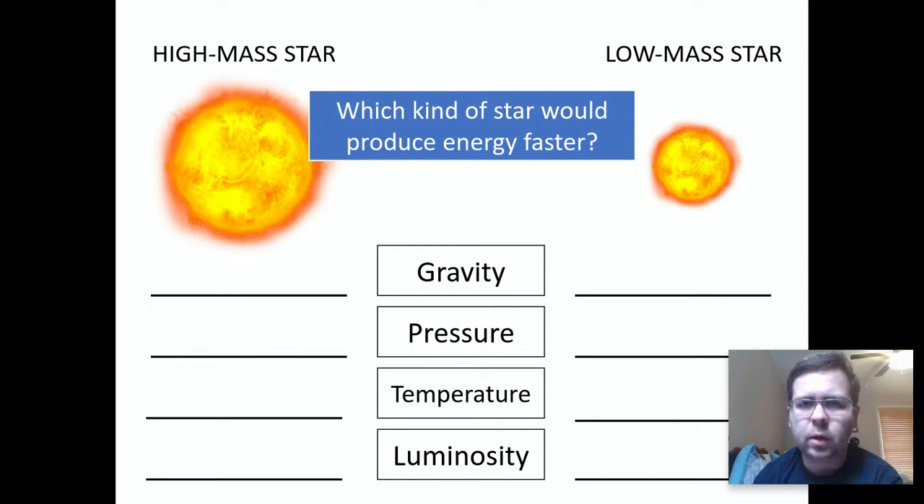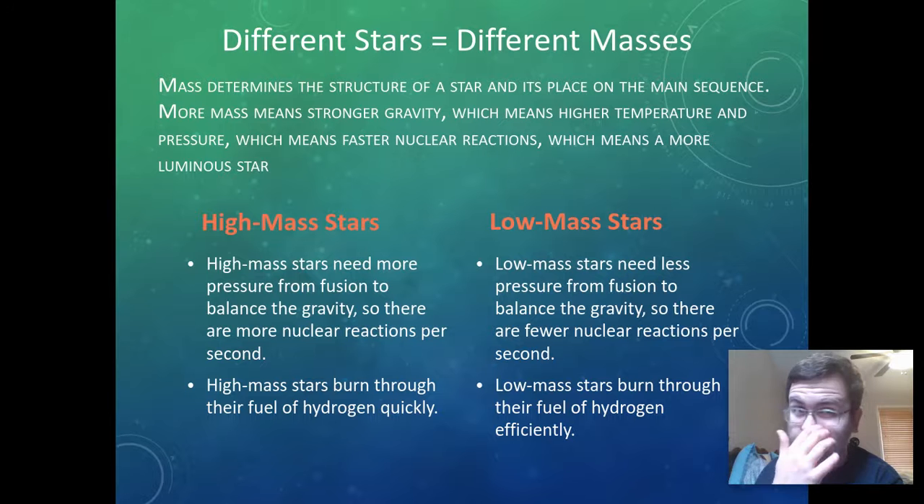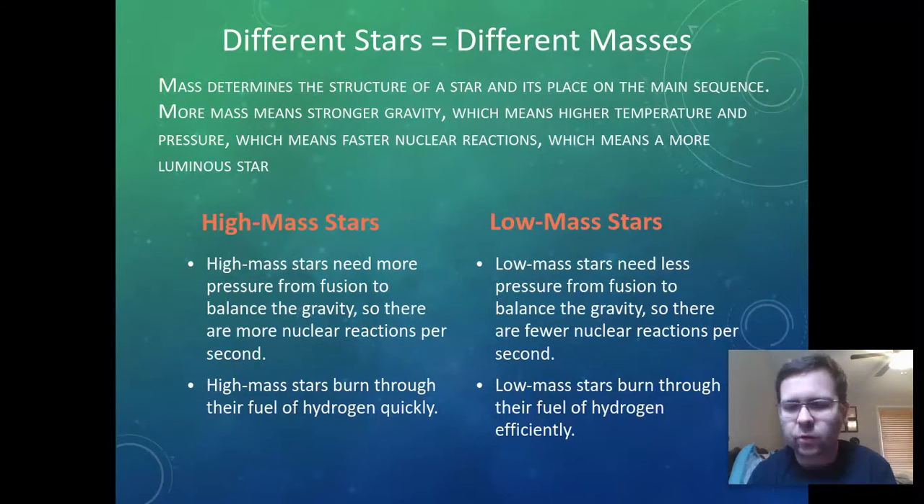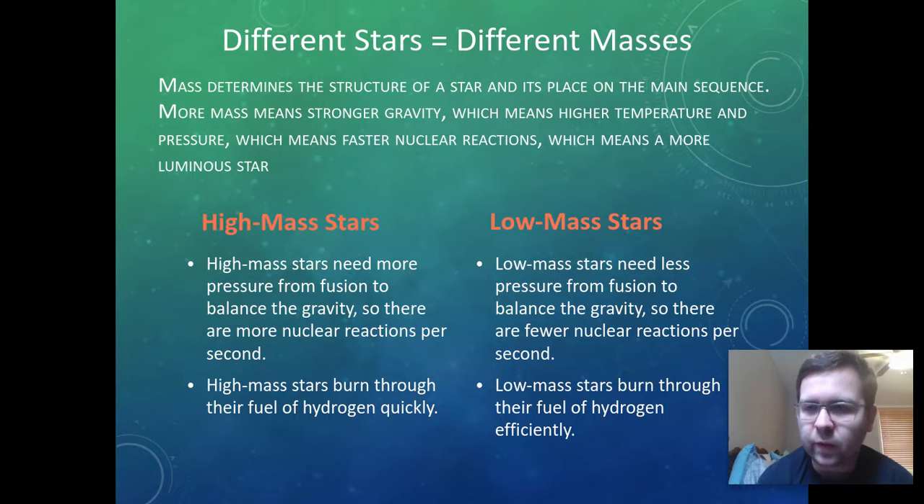So we already said this. Which kind of star would produce energy faster? The high mass star. So the way that stars are different is simply that they have different masses. Mass determines everything about the structure of a star, how it's built, and where it falls on the main sequence. More mass means stronger gravity. That means a higher temperature, higher pressure, more nuclear reactions, more energy, more luminosity.